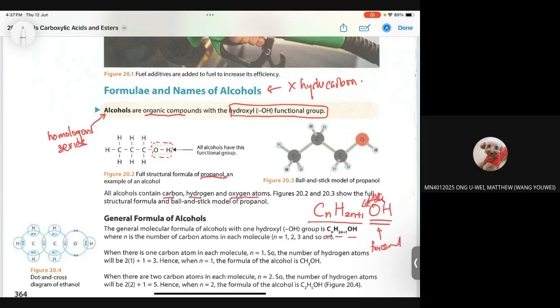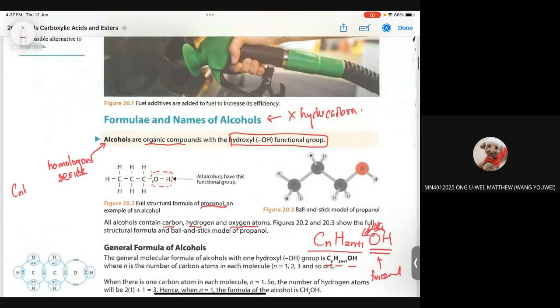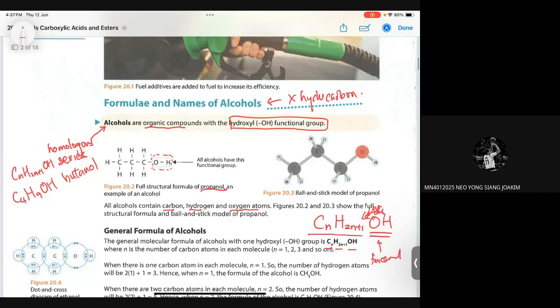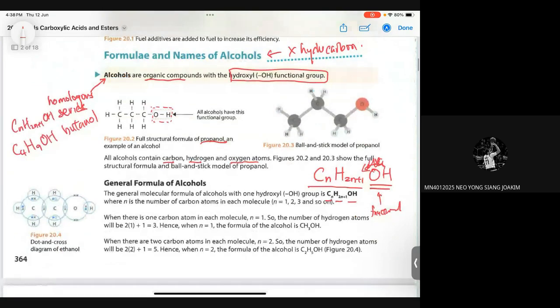Okay, so let's give it a try. Next one, Joaquin. The general formula is CnH2n+1OH. Can you give me the formula for butanol? C4H9OH. Yep, correct. So this is butanol. Make sure you know how to apply the general formula for the alcohols itself. By now you are more or less quite familiar with it already, so I don't think there's any issue here.